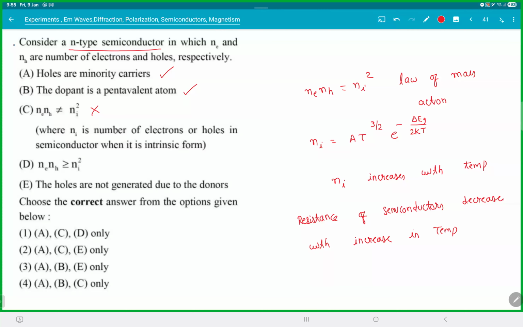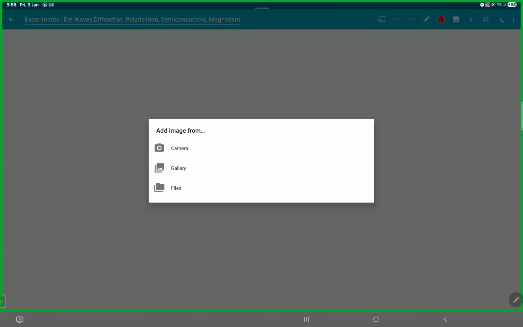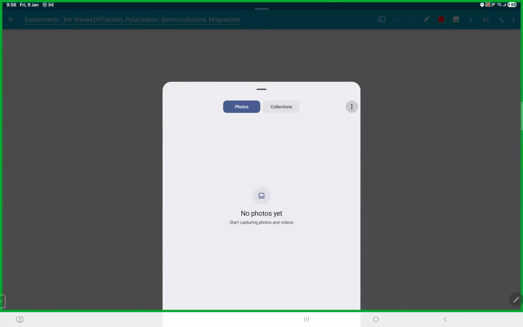NeNH is greater than or equal to Ni square. That is also wrong. The holes are not generated due to donor. True. The donor is giving extra electrons, not the hole. So A, B, E, third option. Clear? So you should just know your statements, what each thing means. If you know your theory, it is not difficult.